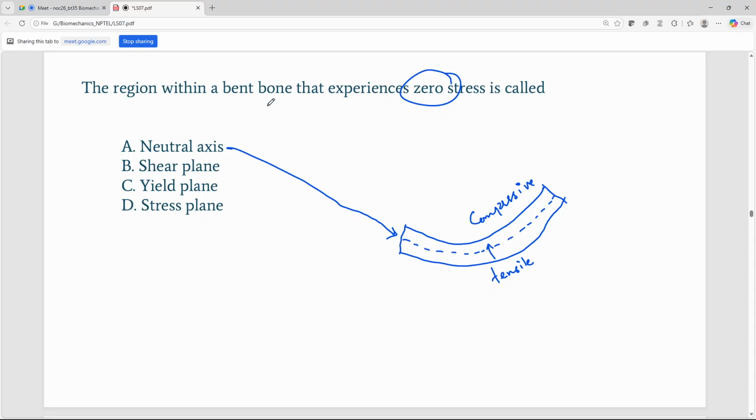It is not just for bone. Any material experiencing bending will have some region called the neutral axis.